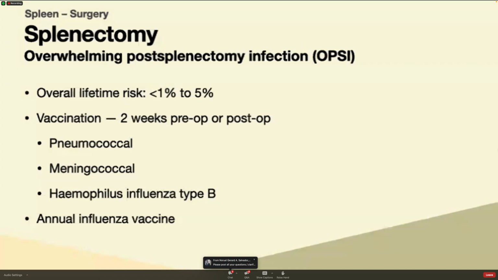So the patient would need vaccination for encapsulated organisms. These include pneumococcal vaccine, meningococcal vaccine, and the Hib vaccine. These vaccines are given 2 weeks prior to elective surgery, or for emergency surgeries, these are given 2 weeks post-op. Then some international guidelines also include an annual influenza vaccine as part of the vaccinations for post-splenectomy patients.